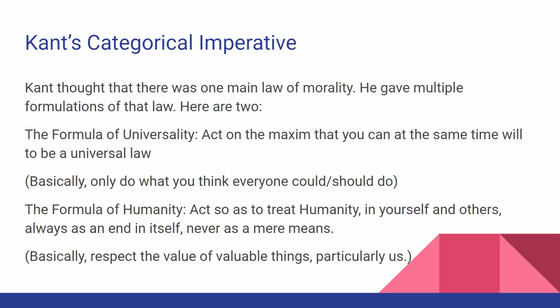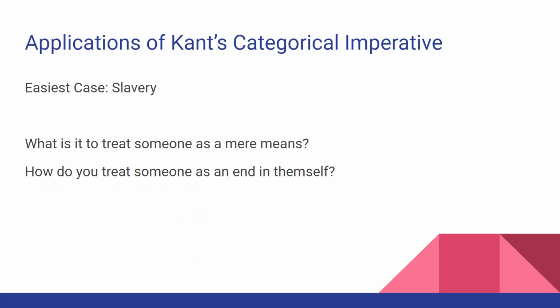And what exactly does this mean? How should we think about this? Well, the easiest case to apply this to is slavery. Slavery is the epitome of a violation of the formula of humanity. The formula of humanity, again, says act in such a way that you treat humanity, wherever you see it, as an end in itself, never as a mere means. That means that whenever you see that somebody is rational, that they have the ability to choose and set their goals, and decide for themselves who and where they want to be, what they want to do with their lives, etc.